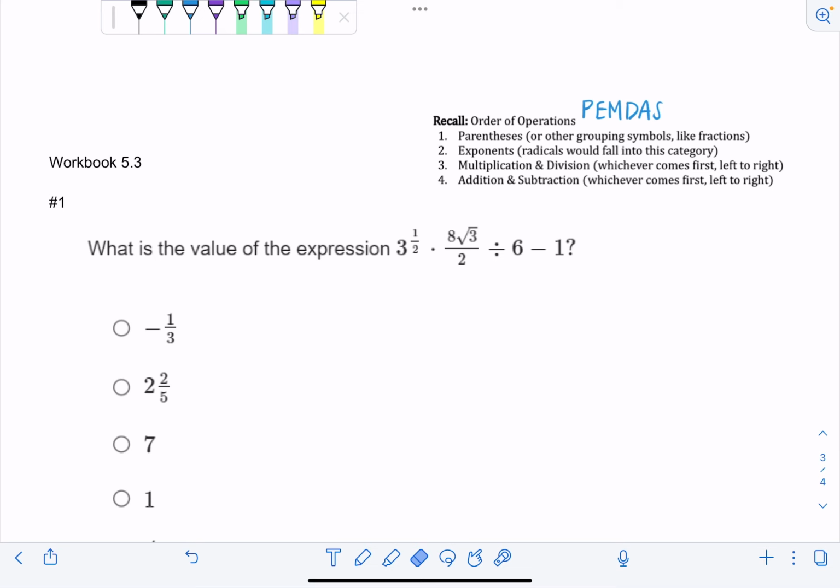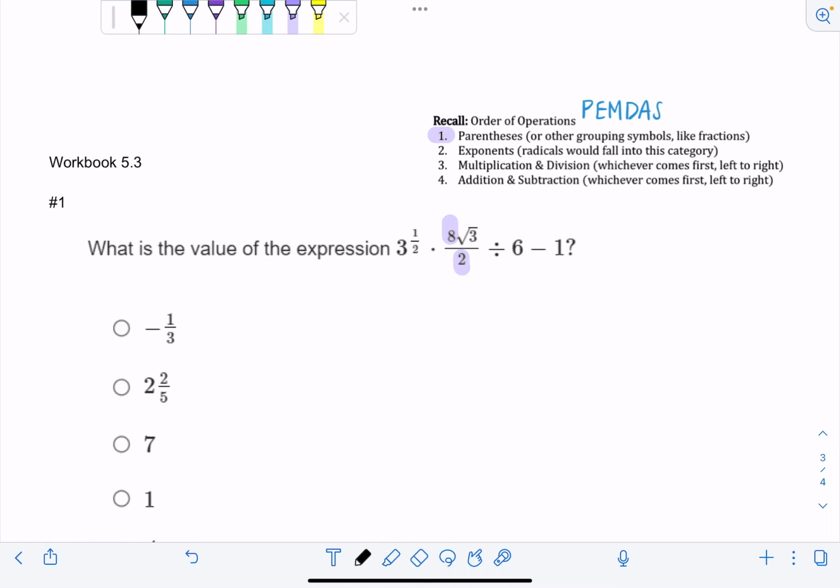So the first step in order of operations is to check for parentheses or other grouping symbols, which can be like brackets or it can be fractions. So we do have a fraction here, and we can actually reduce and simplify that fraction. The first thing that I notice is that 8 and 2 both have a common factor, so we can go ahead and just divide the 8 by 2.